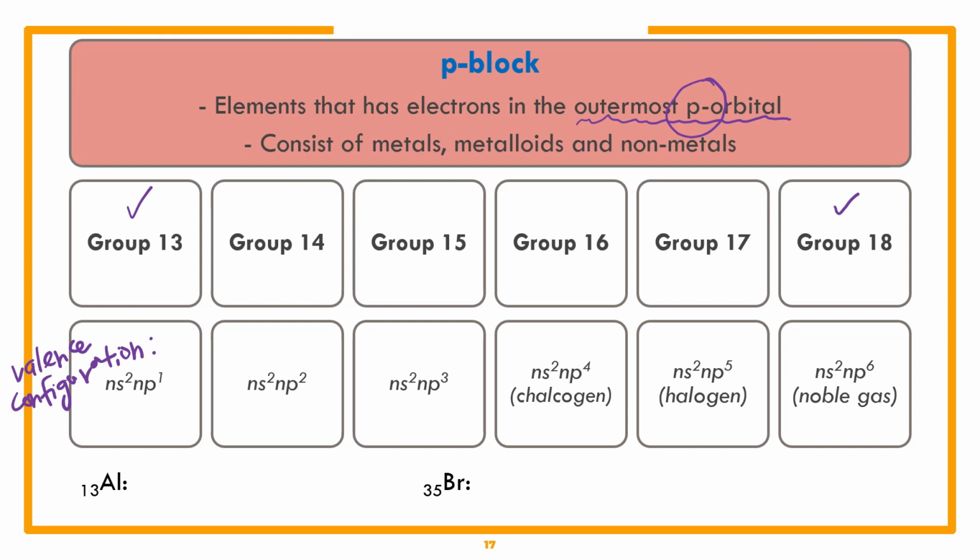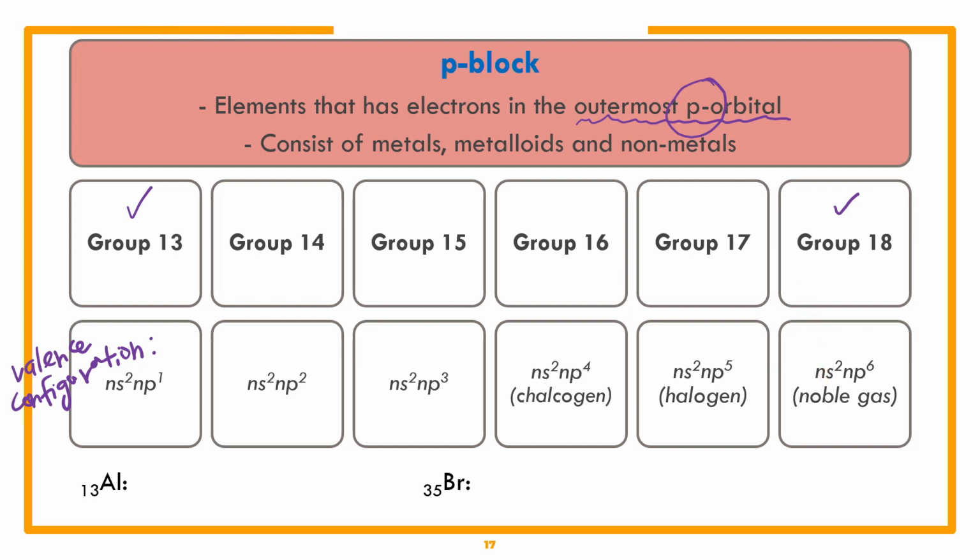So from the valence configuration, you can see that we will end the valence configuration writing here with p. Okay, so for group 13, 14 until 18, we will stop the valence configuration with p here. So this shows that these elements from group 13 until 18 are located in the p block.